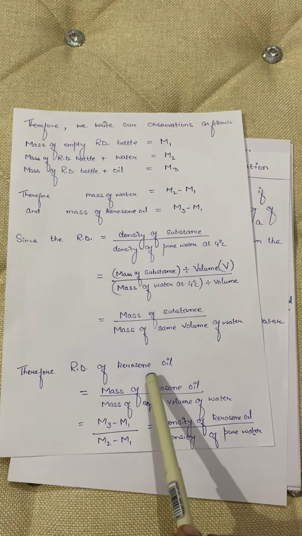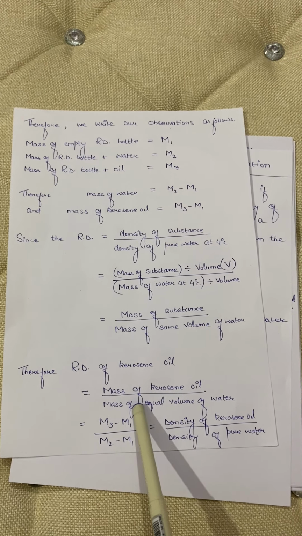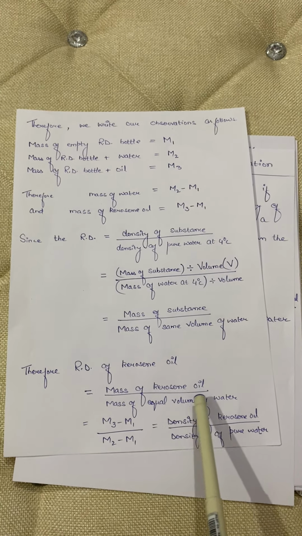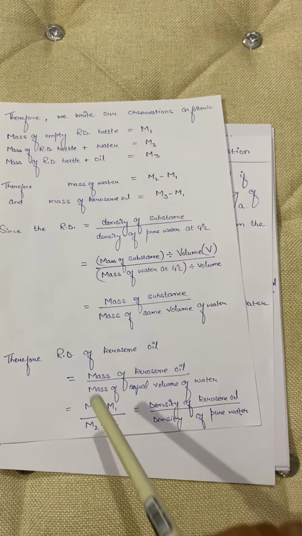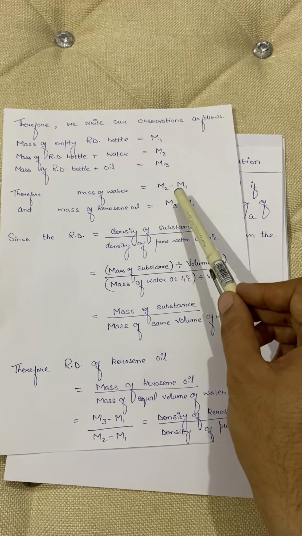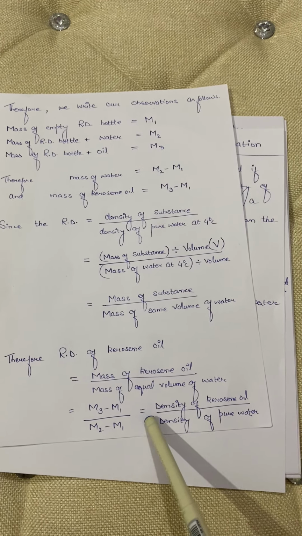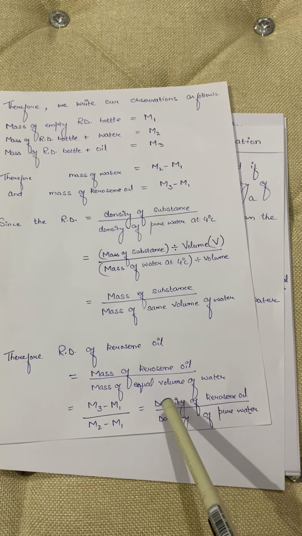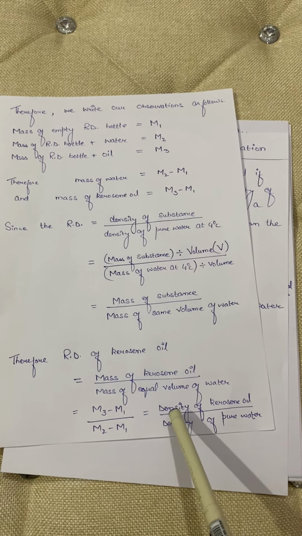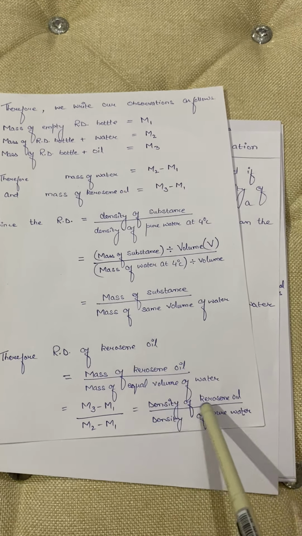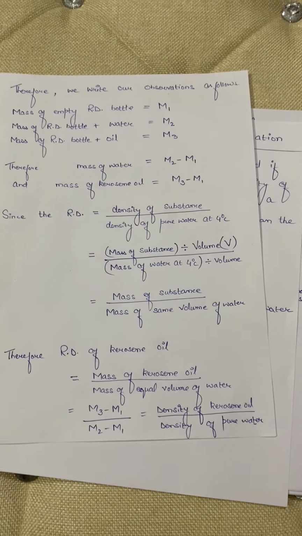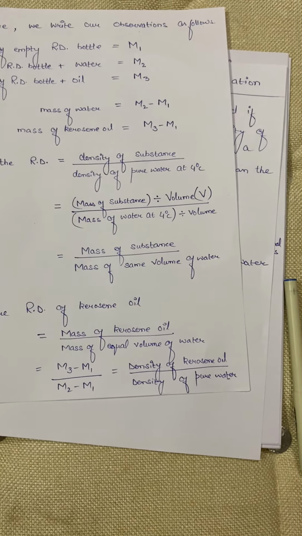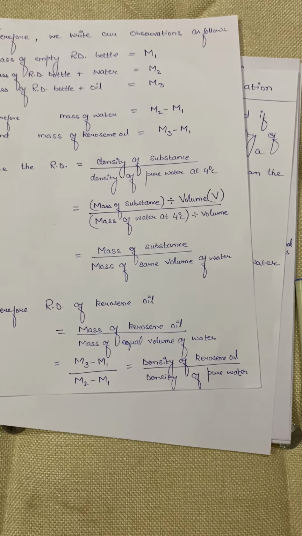Relative density of kerosene oil will be mass of kerosene oil upon mass of equal volume of water, that is M3 minus M2, which we calculated from here, and M2 minus M1, which we calculated from here. And this in turn can simply be related to the basic formula, density of kerosene oil upon density of pure water. So this is how we calculate the relative density of an unknown liquid.